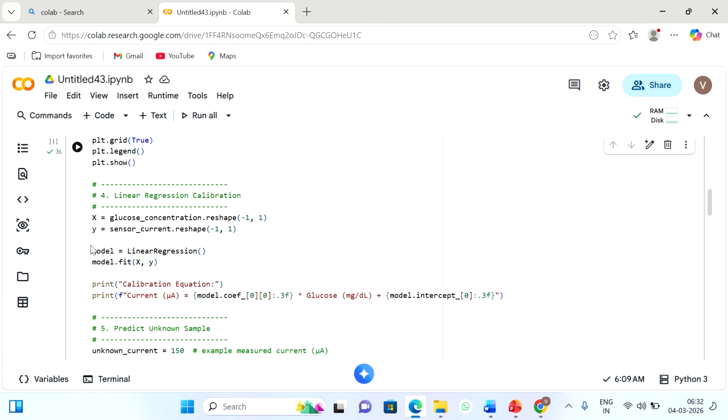So plt.show in the final diagram, I mean the graph will be visible. Then for linear regression calibration, x is equal to glucose_concentration.reshape(-1, 1). Similarly, y equal to sensor_current.reshape(-1, 1). The machine learning models require two-dimensional input. Therefore, reshape(-1, 1) converts a one-dimensional array to column format, and then fit the model.